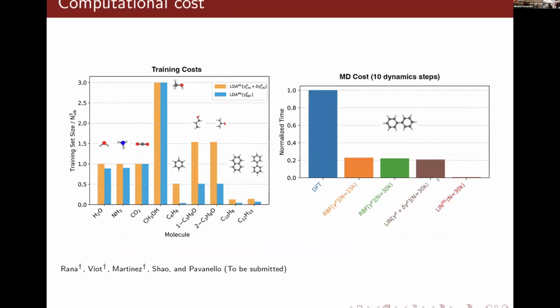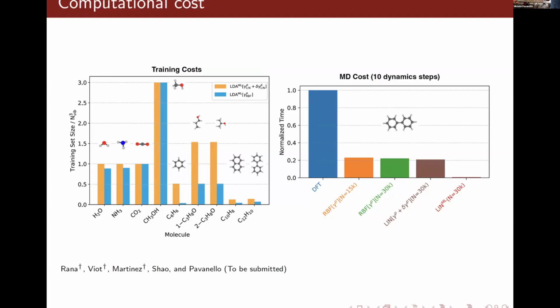Okay. So here I have shown you the computational cost associated with our ML models. On the left, this is the training cost. On the right is the cost associated with running MD simulations. On the left, I am plotting the training set size needed to achieve the statistical accuracy for all these molecules. This is our optimized model, and this is our original model.